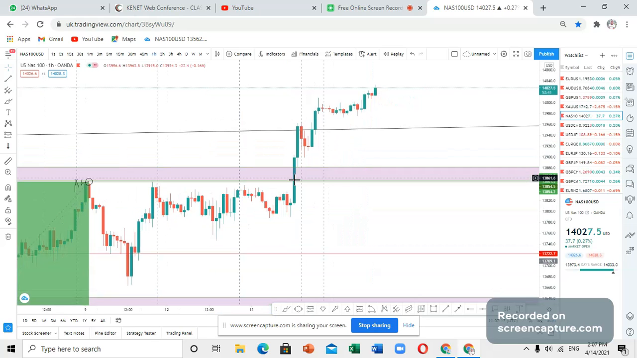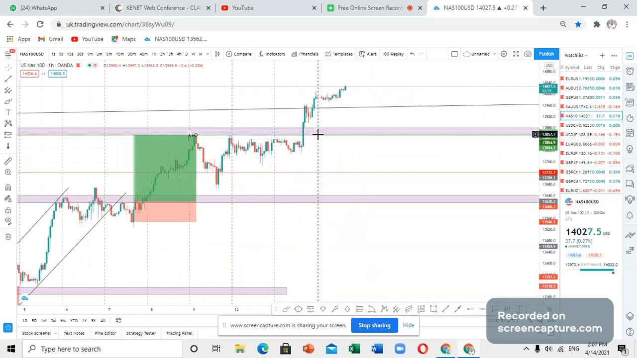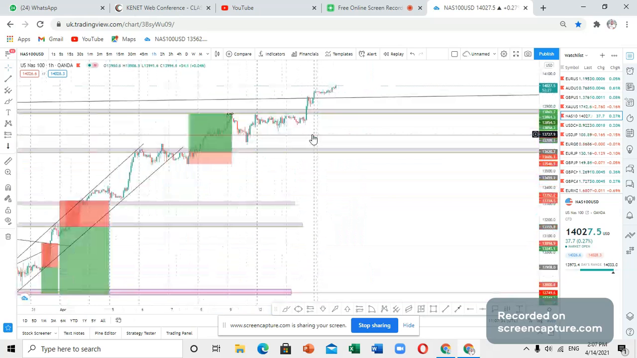So as you can see, the market broke to the upside using these three green candlesticks, moved back, and then went to the upside again. So I'm currently just viewing to see how the market is going to play out.